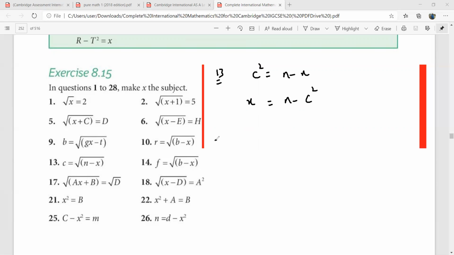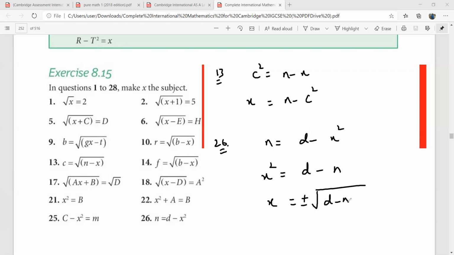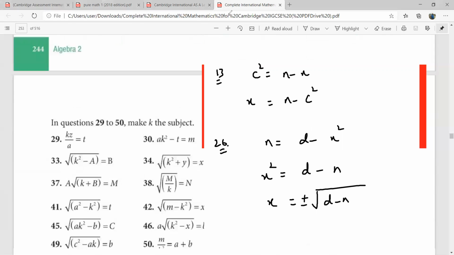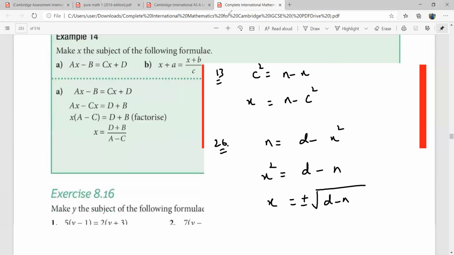Look at the 26th question maybe. You have n equal to d minus x squared. Since we have to make x the subject, I want to make this x squared positive as well. So this x squared comes to the left hand side. This is going to be d minus n. And then I take the square root. When I take the square root, it's better to write a plus minus with this. This is plus minus the square root of d minus n. After this, we have seen all these questions regarding the square roots.